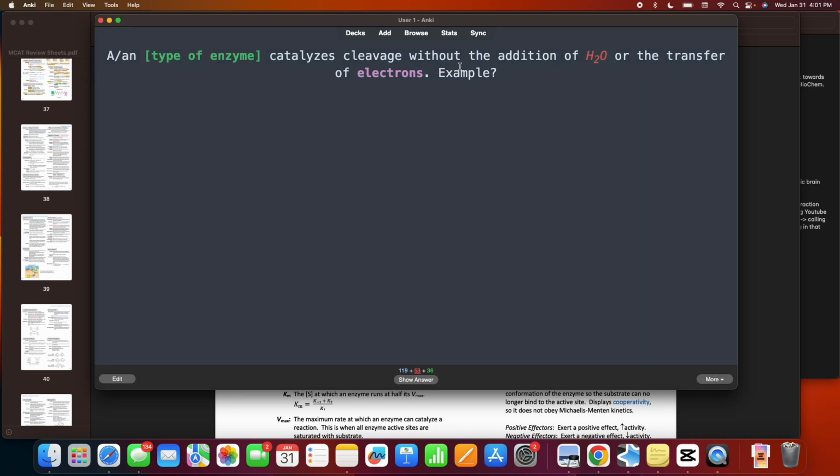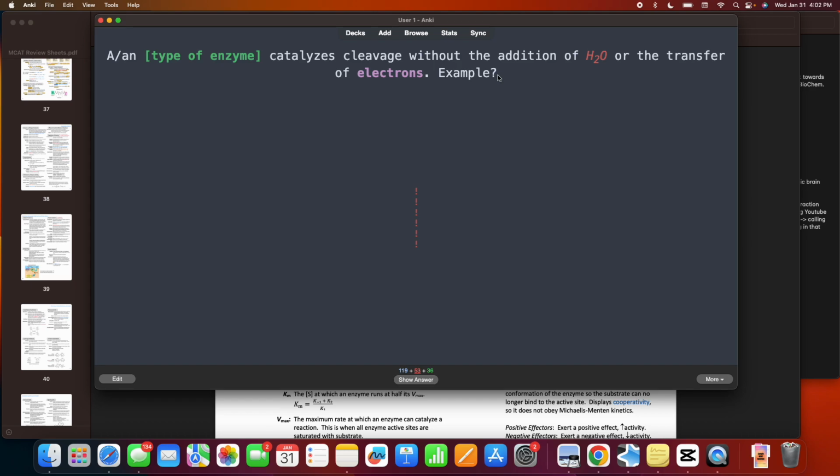What type of enzyme catalyzes cleavage without the addition of water or transferring of electrons? That's a lyase, not ligase, because that's the exact opposite, but lyase. An example for that would be, let's see, is it the one that turns G6P into F6P? Or is it the one that cuts down fats? That should be a lipase.